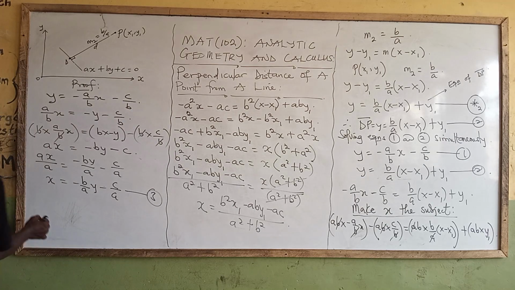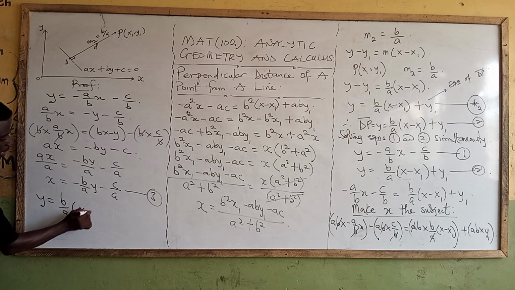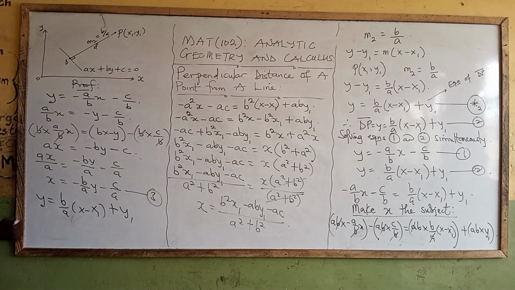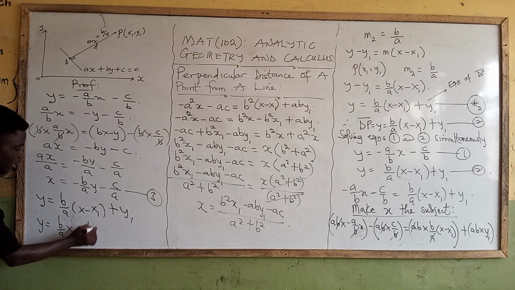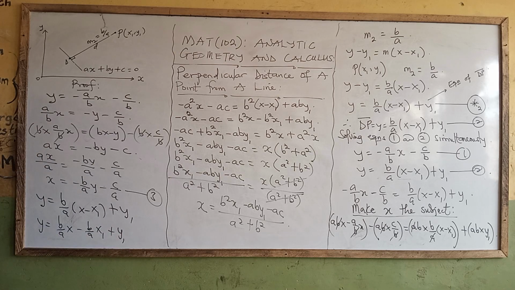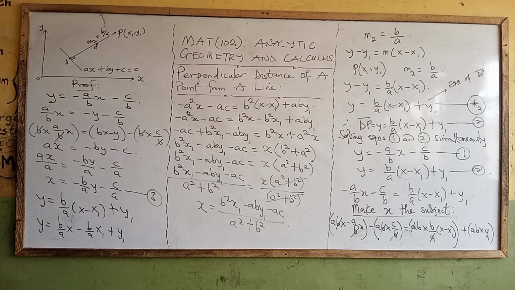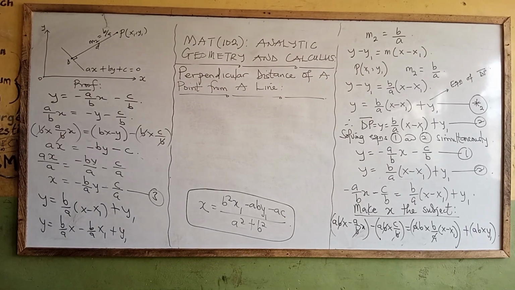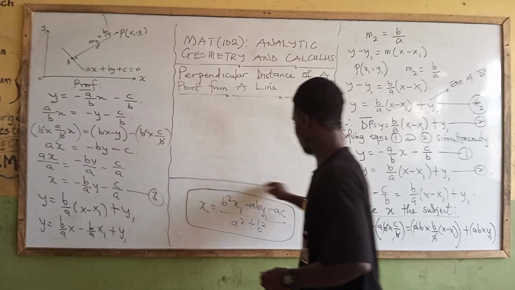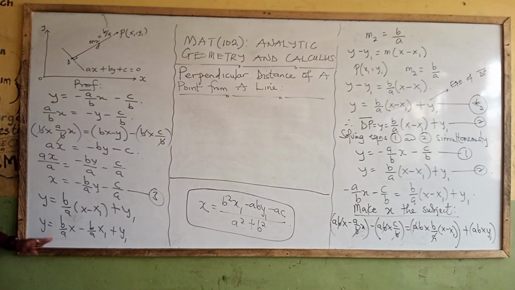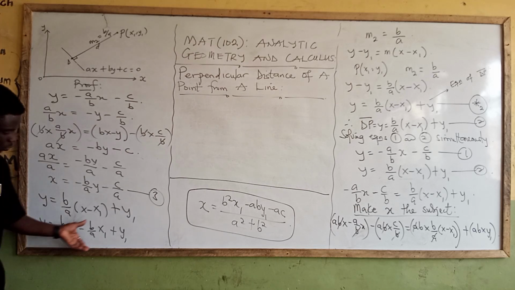So I have my y being equal to b over a times x minus x1, then plus y1, right? So I get my y equals b over a x minus b over a x1 plus y1. So now let's see how best we can solve that. So now we are making x the subject. Don't forget. So now our LCM is what? a. We multiply through by a.